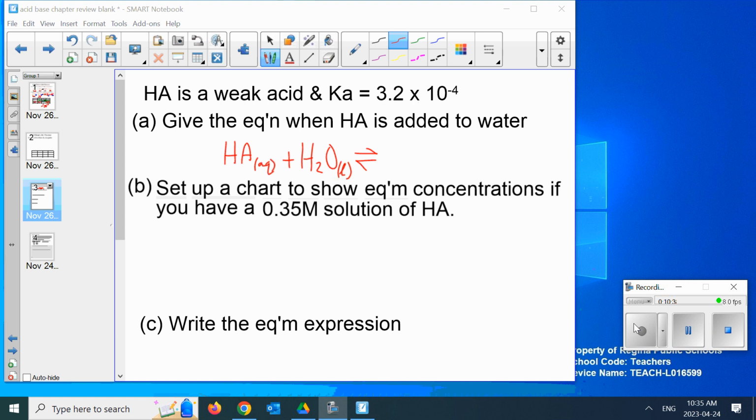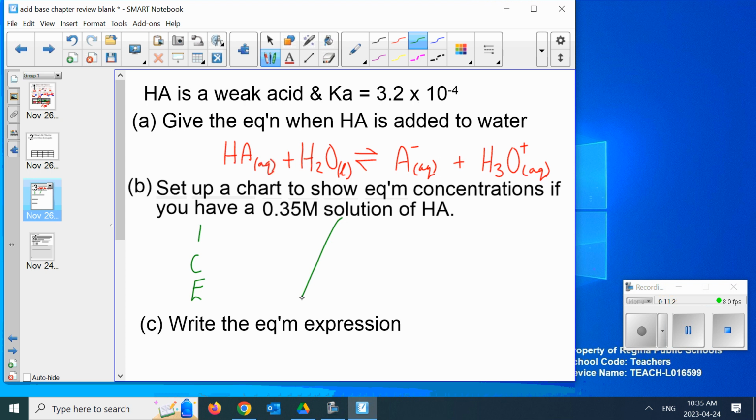So, when you add an acid to water, the acid's job is to donate. So the HA becomes A negative. The water accepts it, acting as the base, so it becomes the hydronium ion. Okay? That's that. Now, I'm going to use that equation above as my ICE chart. I know that water, being a pure liquid, won't have any entries.